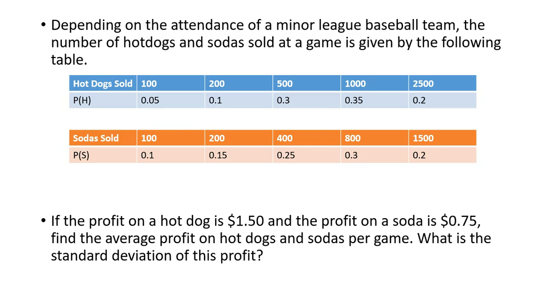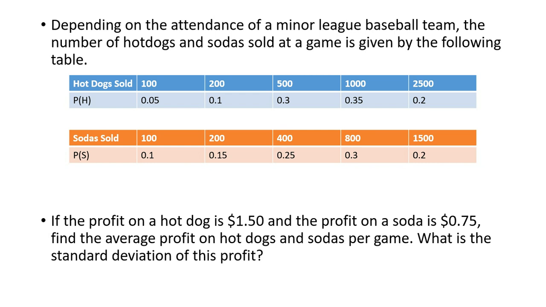At a given minor league game in this example, depending on attendance, there's a probability of how many hot dogs and sodas are sold. So this is showing 100, 200, 500, 1,000, 2,500 for the hot dogs, and 100, 200, 400, 800, and 1,500 for the sodas. So those are the probabilities of each. Okay.